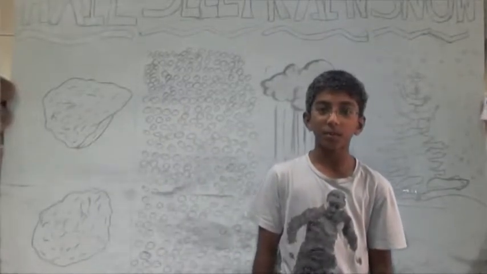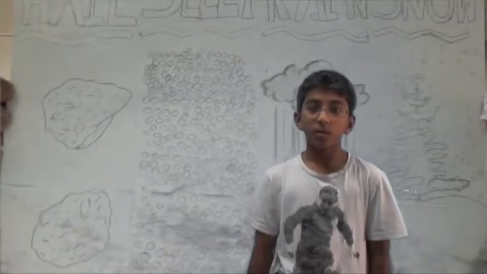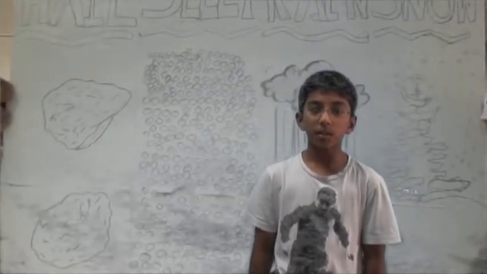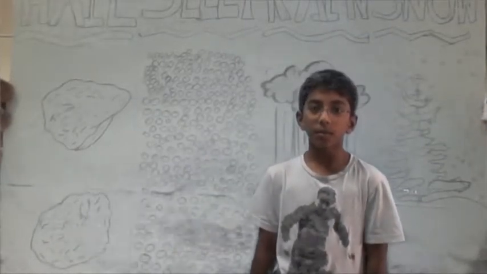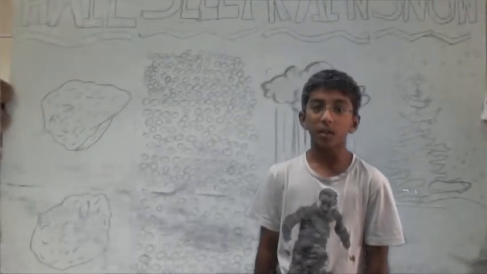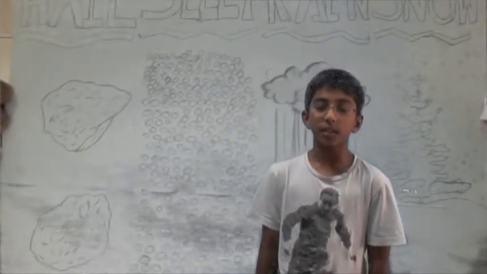I'm going to talk about precipitation today. The first type of precipitation I'm going to talk about is hail. It is formed in cumulonimbus clouds. It's basically just lumps of ice.